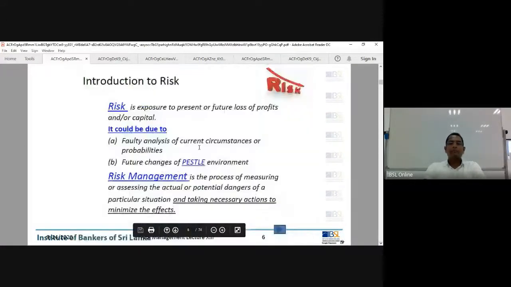What is risk? Risk is exposure to present or future loss of profits and or capital. Right? It could be due to faulty analysis of the current circumstances or future changes in the PESTLE environment. That means wrong identification of the project, evaluation of the project, and future changes of the PESTLE environment.